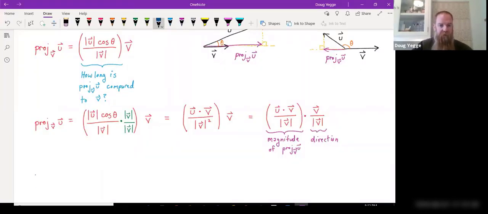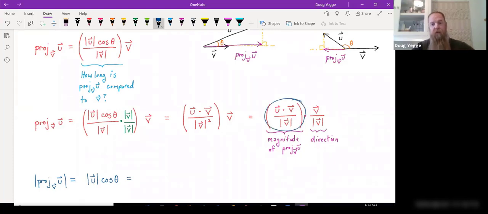One of the ways that we could list the magnitude of the projection is just from our original diagram. The original diagram showed that the magnitude of the projection was just the magnitude of u times cosine of the angle between them. But keep in mind that we typically would need to know the angle between the vectors, and sometimes that's a pain to find. So instead, we now have a new way to do it right here, which says that all we need to do to find that magnitude is to take u dot v and divide by the magnitude of v.